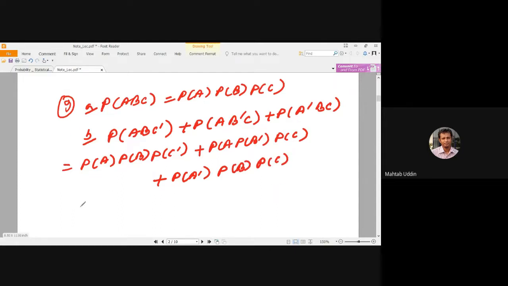Then none of them occur. What is the meaning of none of them occur? Can you tell me? Sir, at least one occur complement. None do not occur. That is no one.